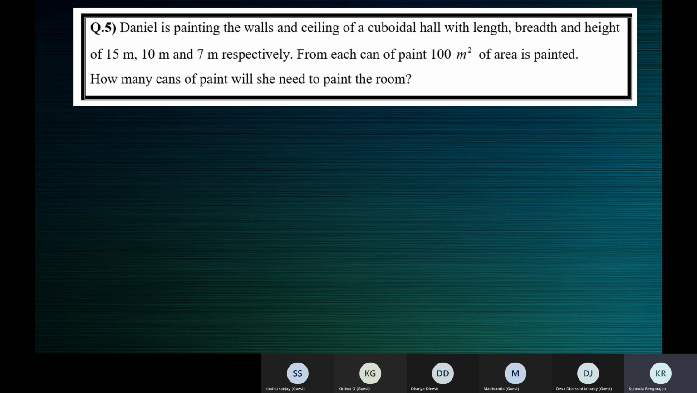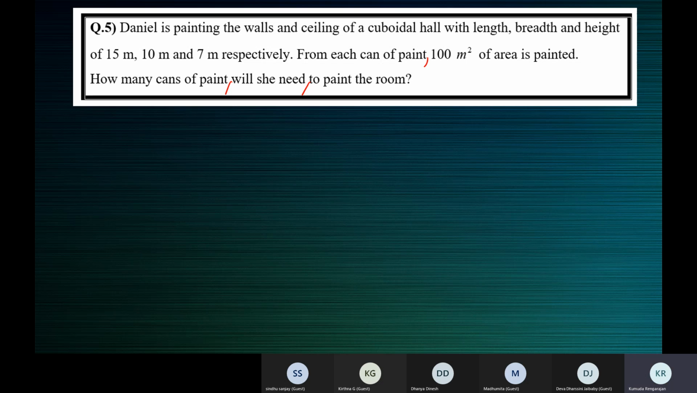From each can of paint, 100 meters square of area is painted. So from one can, he can paint 100 meters square. How many cans of paint will she need to paint the room? The cost is not given. From each can of paint, 100 meters square of area is painted. How many cans of paint will she need to paint the room? So tell me, how do we do this?